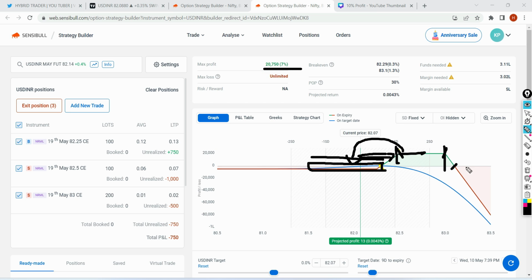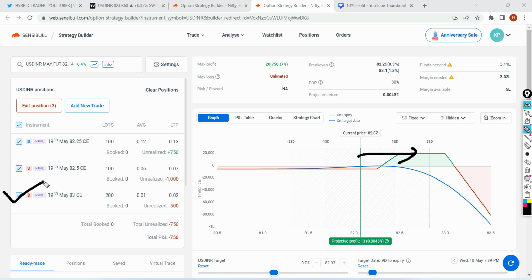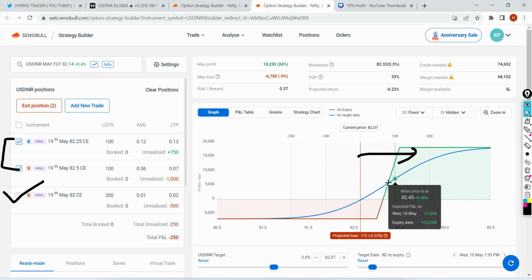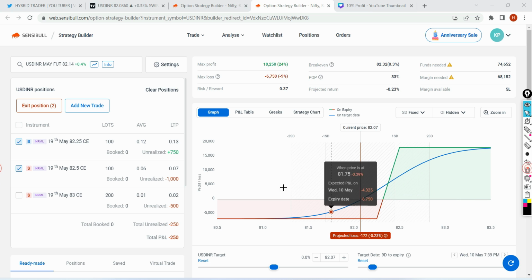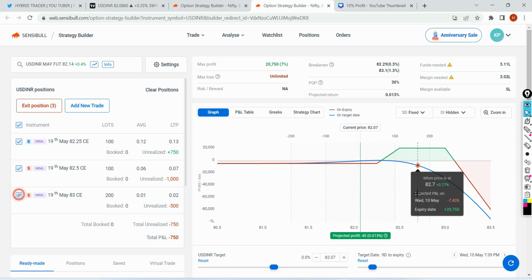I'll try to see. And another thing I can do is, if the market is going up, if the USDINR is going quickly up, I'll just exit the second sold position. I'll convert this to a debit split. The moment I convert this to a debit split, you know what happens? This is how it opens, right? If it is going with good momentum, I'll just convert this to a debit split.